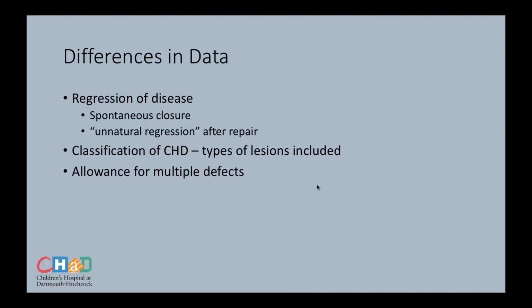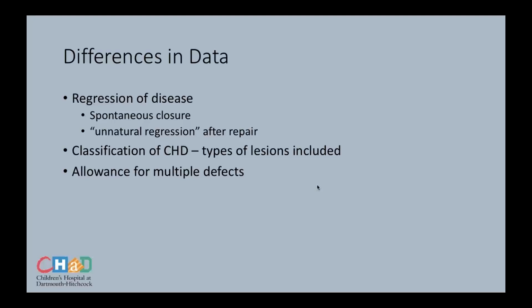So there are lots of reasons why estimates can be so discrepant. And specifically for the GBD data, I wanted to point out that there is some modeling that has been added in that allows for regression of disease, including spontaneous closure and what we call a natural regression after repair. So it accounts for spontaneous closure of small VSDs and ASDs, and then also allows for some regression after simple repair for mild lesions that may not even be followed anymore as truly CHD. So something like a PDA that's been closed and not even really counted as a patient with CHD anymore.